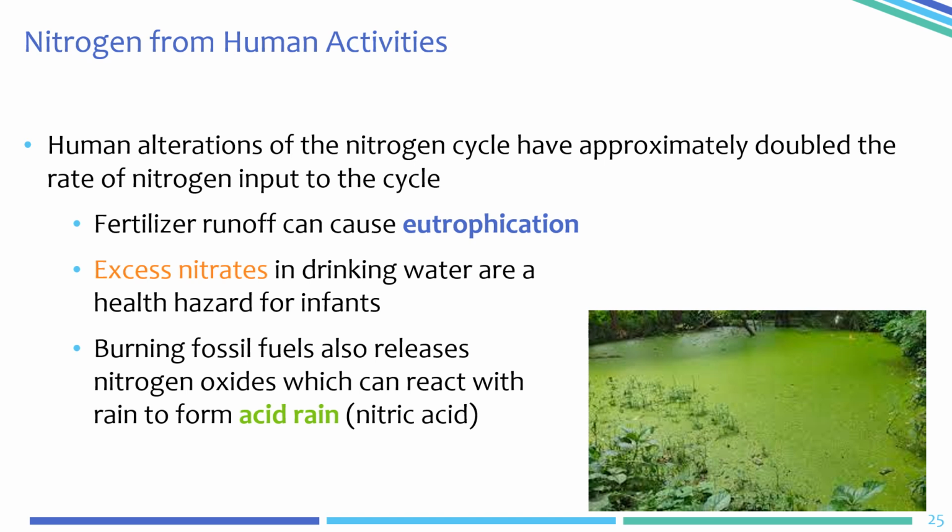Another problem is that excess nitrates in drinking water can be a hazard to infants. And also, when burning fossil fuels, those fossil fuels release nitric oxide, which can produce acid rain. Acid rain then essentially burns the plants that it falls onto.